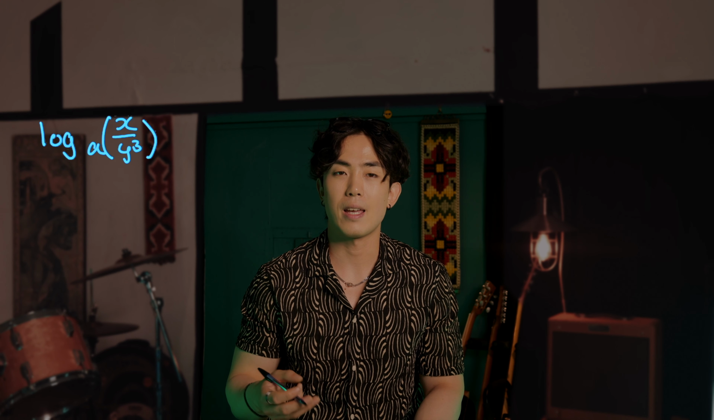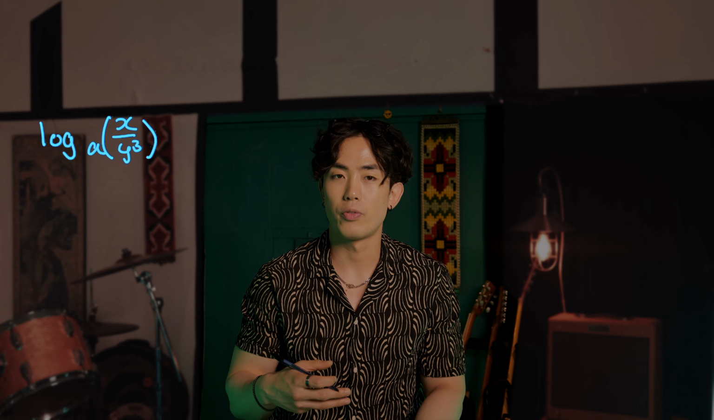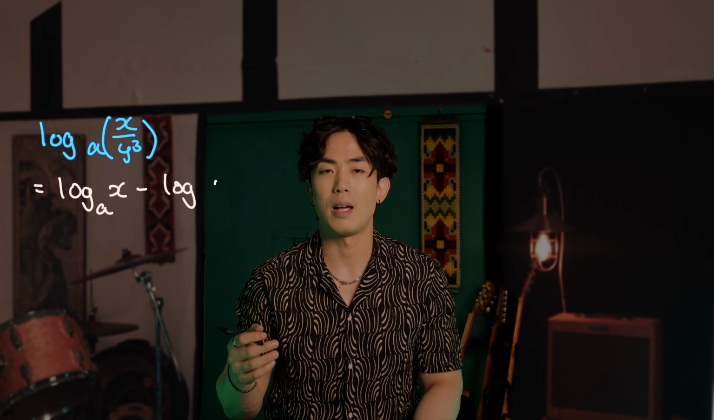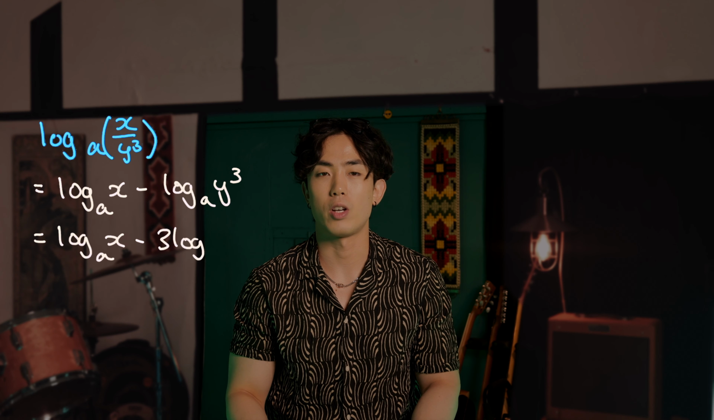Let's try one more. So we've got this log to the base a of x over y cubed. So this is going to be using the division rule first now. So it's going to be log x to the base a minus log y cubed to the base a. The 3 can come down to form this simplified version.